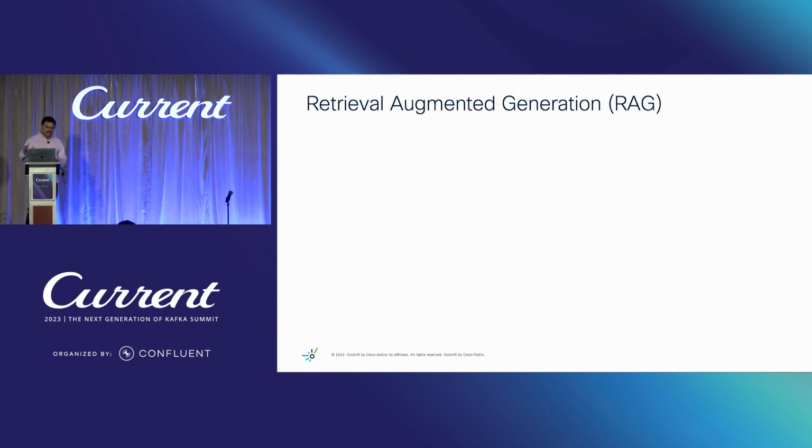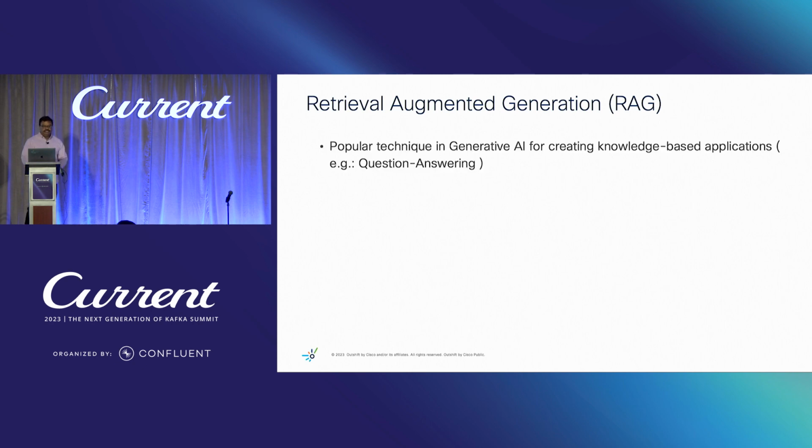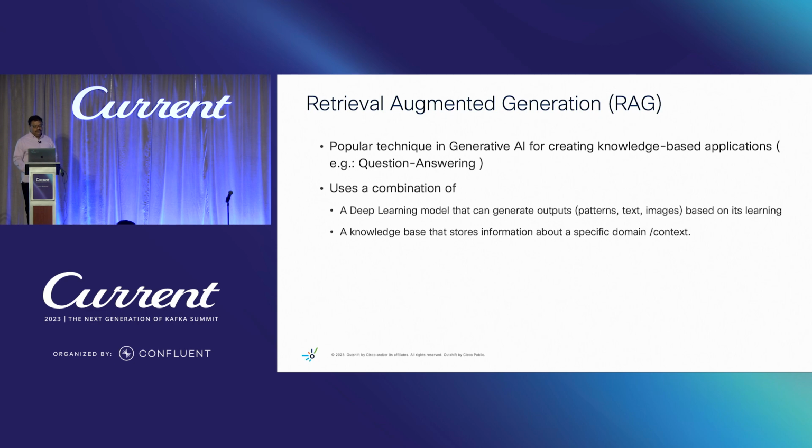And in that, we're going to adapt another technique that you popularly see today in the generative AI world, which is retrieval augmented generation. Retrieval augmented generation is a generative AI technique for creating knowledge-based applications, for example, question answering applications. It uses a combination of a knowledge base that stores information about a specific context and a deep learning model that can take the outputs of the knowledge base and then use them further for prediction. So it has a model as well as a knowledge base. It uses the combination of both to give you accurate domain-specific answers.